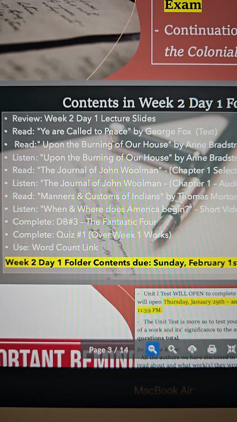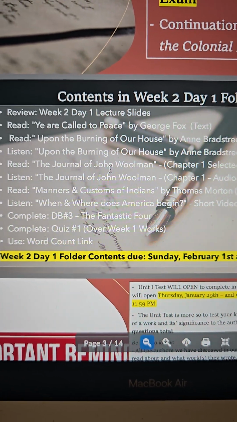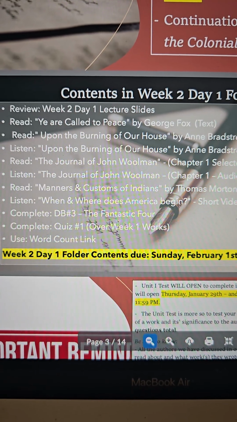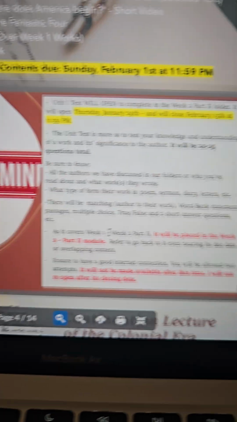The same things, the same readings, the same audio selections if you have them, and the discussion board and quiz. And it still has the same due date. So it also says the same thing.